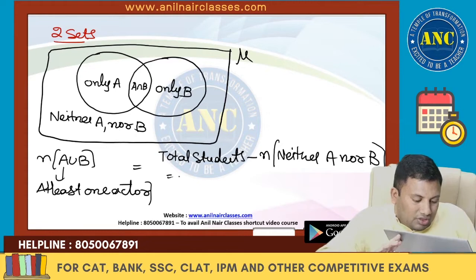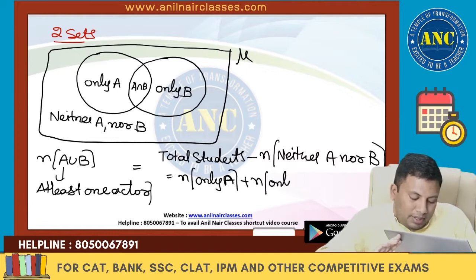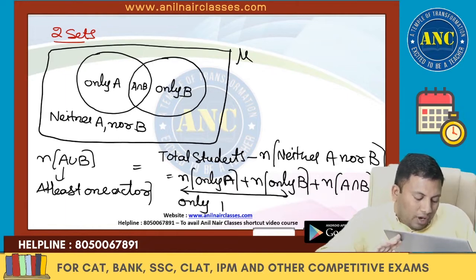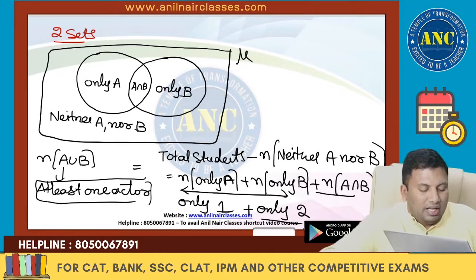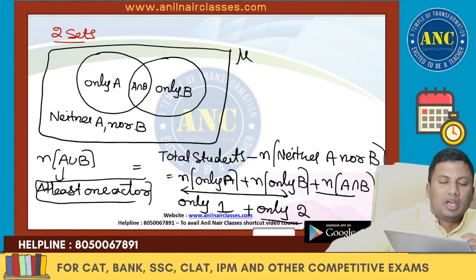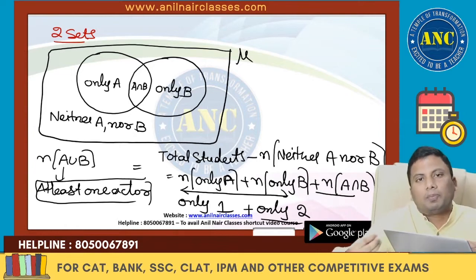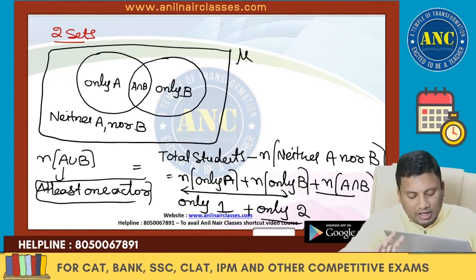Or it is nothing but N of only A plus N of only B plus N of A intersection B. That means first it is only 1, next it is only 2. Are you all with me? At least one means it could be greater than or equal to 1. Greater than or equal to 1 means the people who like only one actor or the people who like 2 actors, only 1 or only 2.